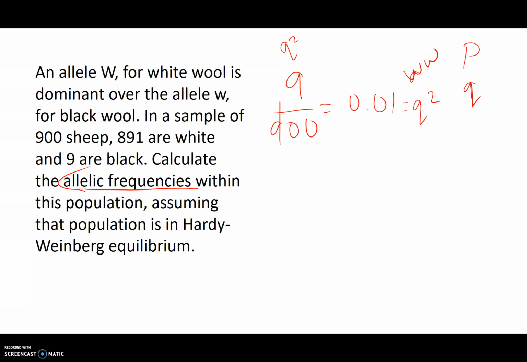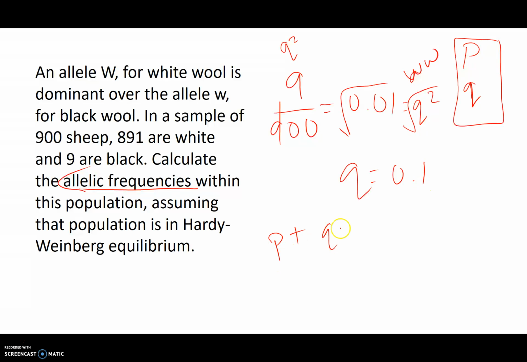So now the question is asking to find the allelic frequencies. So when I square root this on both sides, I find that Q is equal to 0.1. Well, because P plus Q is equal to 1, if Q is 0.1, then P would have to be 0.9. So that would be my answer.